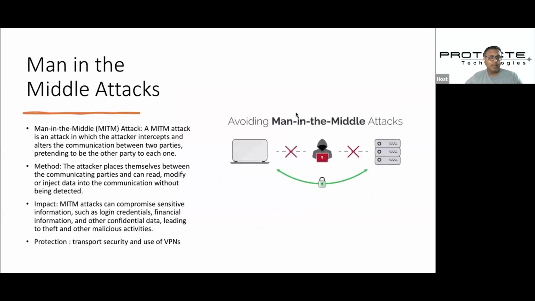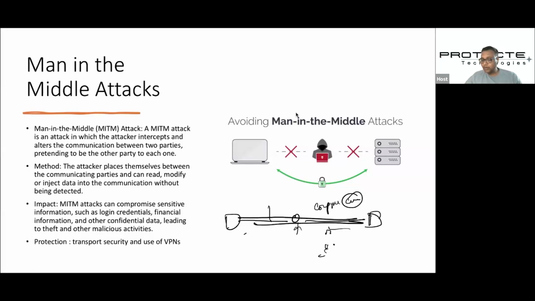Man in the middle attacks. Man in the middle attacks are carried out by coming, physically or logically, between two endpoints. They basically want to compromise your communication and read your data. Such attacks are called man in the middle attacks. Basically, they're trying to get between you and the server and trying to read your username, password, and all of it. And that's why, to prevent them, you are supposed to use something called a VPN.